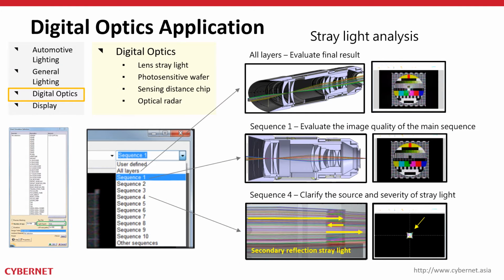Finally is digital optics applications. One of the most common topics is lens stray light. In SPEOS, we can evaluate the image quality of the main sequence. We can also evaluate the final results by all layers. In the case when we can find the stray light, we can go back to each sequence to clarify the light source and the severity of the stray light.